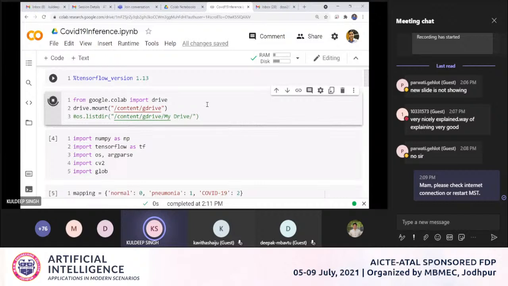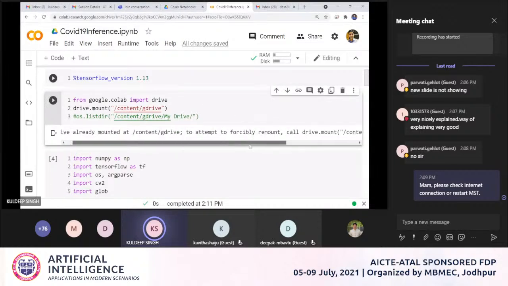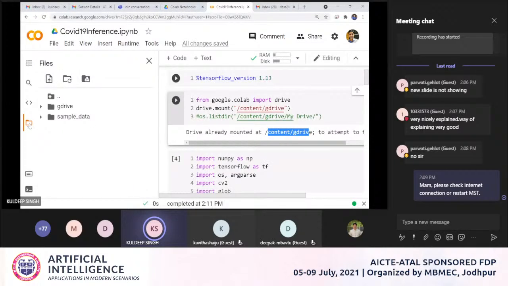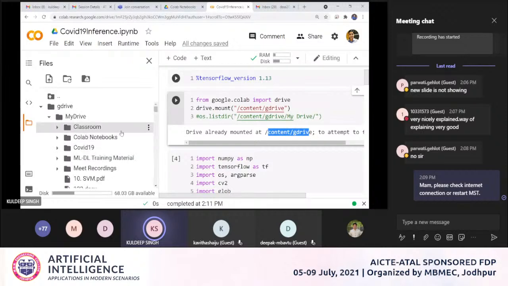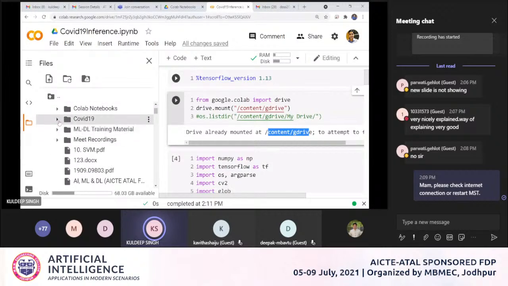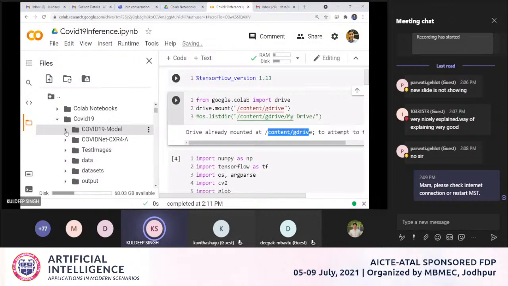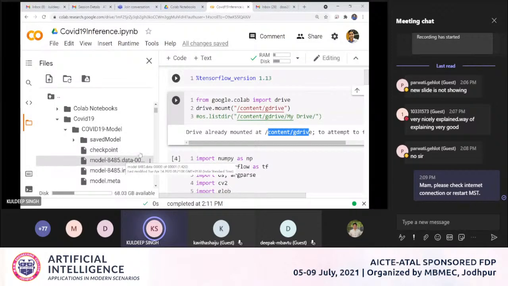Next, we are importing our drive. I think it is already mounted. It gives me a message that the drive is already mounted at this path. I can see here on the left hand side, we have this drive, content and gdrive. In gdrive, we have My Drive, and in My Drive I have a folder called COVID-19, and in the COVID-19 model folder I have already saved a trained model.